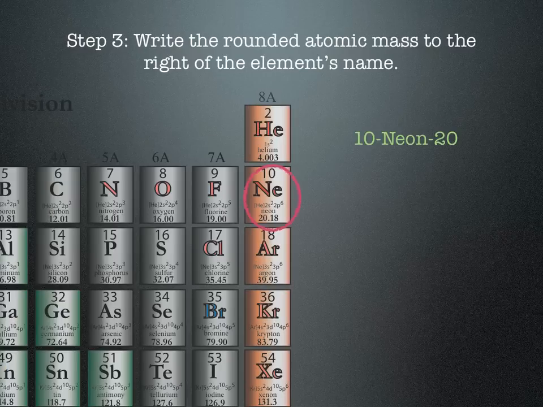Write the rounded atomic mass to the right of the element's name. Look on the periodic table to get this information as well. Look at the actual atomic mass and round to the nearest whole number. 20.18 would be rounded to 20. 20 AMUs, 20 atomic mass units.